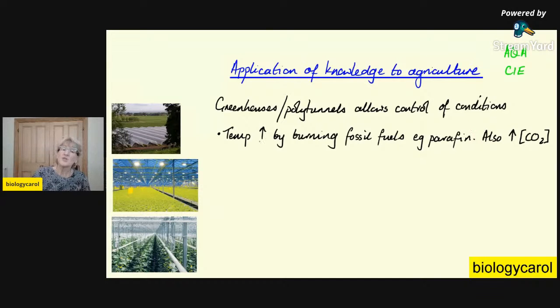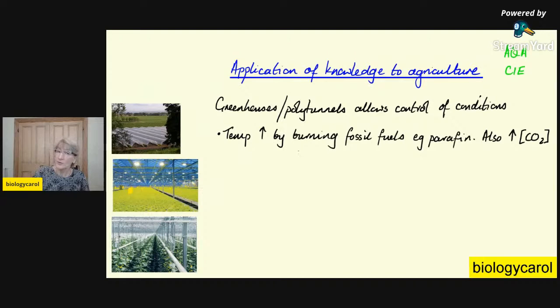We can increase temperature by burning fossil fuels, for example, paraffin. And the added benefit of doing this, and I put that in inverted commas because clearly burning fossil fuels for any reason at the moment is not great. But the benefit is that, of course, if you burn a fossil fuel, it produces carbon dioxide as a result of burning. And therefore, the concentration of carbon dioxide within the polytunnel or the greenhouse will also increase. And that could well be advantageous.